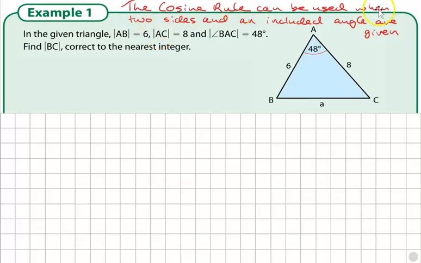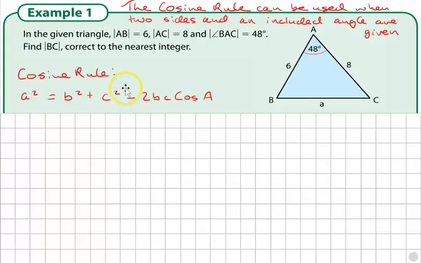The cosine rule can be used when two sides and an included angle are given. So we've been given two sides and an included angle, so we can use the cosine rule. But if you forget this, you can try the sine rule, and if the sine rule doesn't work, then try the cosine rule. The cosine rule is a squared equals b squared plus c squared minus 2bc cos A. So our triangle was already labelled with angles A, B and C, so then we label the opposite sides as the lowercase letters. If this is angle A, this is lowercase a. If this is angle B, this is lowercase b. If this is angle C, this is lowercase c.